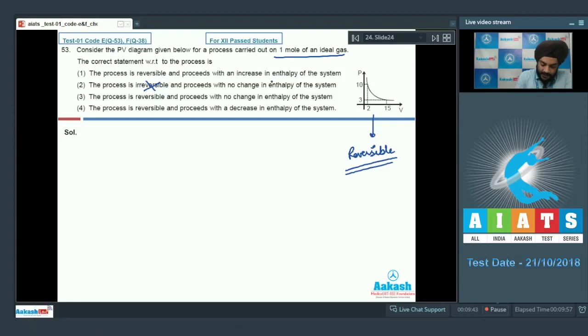Now we have to comment on the enthalpy, that if this process proceeds with an increase, decrease, or no change in the enthalpy of the system. If we look very carefully, initially at this point, the product of P into V is equal to 20. And if we look at this point, the product of P into V is 45. So we can see that during the process, the product of PV increases. By extension, as the gas given is an ideal gas, nRT should also increase.